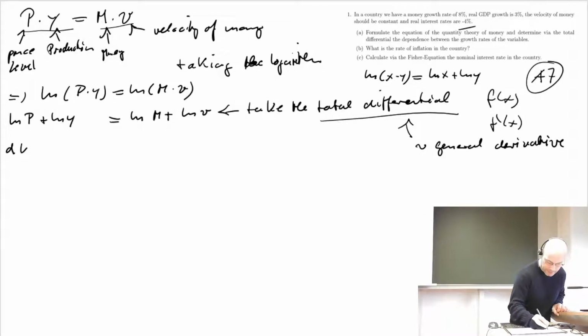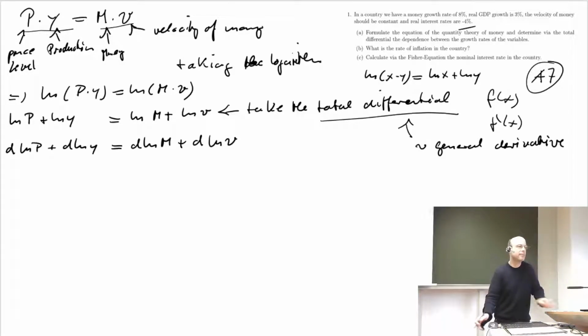So d ln p plus d ln y equals d ln m plus d ln v. And if you have a look in more advanced economics books, you will find these calculations with a total differential quite often. This then means that we always have to take the derivative of our function, ln p, times the change of the variable itself.